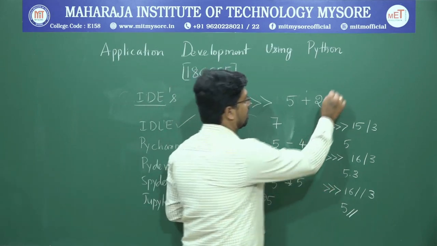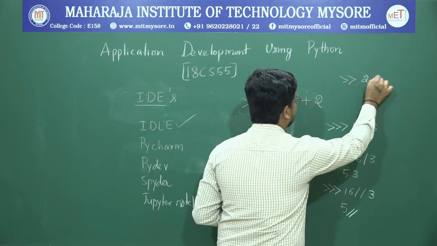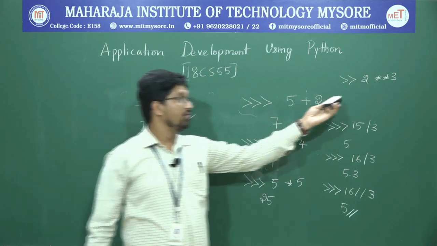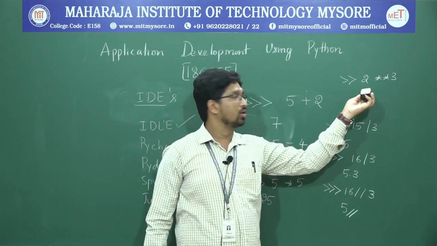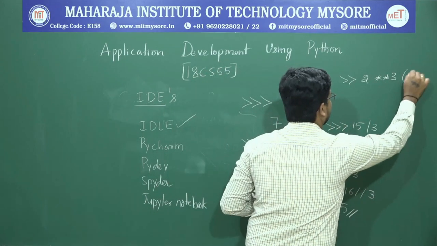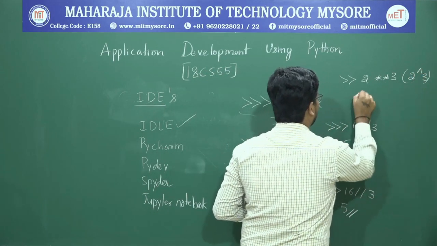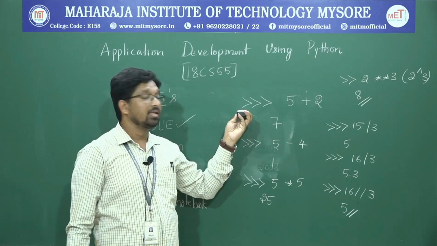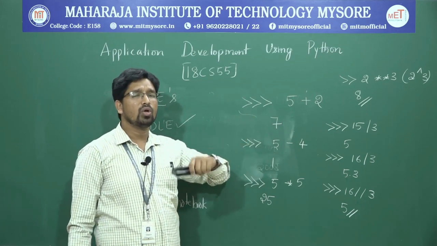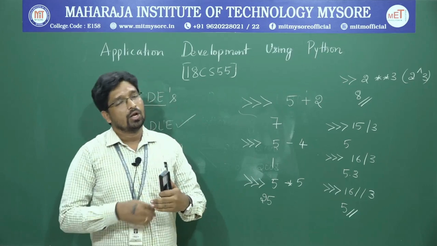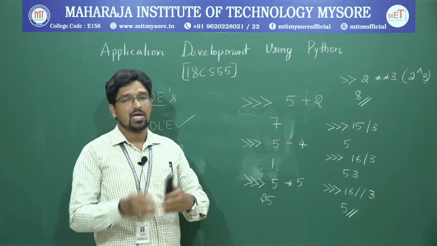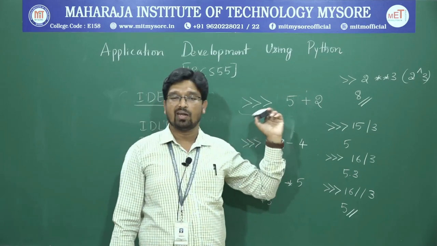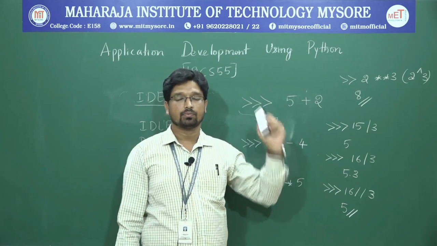In the same way, we have one more operator. Let us say 2 star star 3. This will give you the power of a number, 2 power 3. So 2 power 3 is 8. This is the answer you get from the Python terminal, the interactive terminal. No need to give any kind of instruction. Let us say no printf, no header files, and no brackets. No main function. So directly you can keep on entering instructions into the terminal.